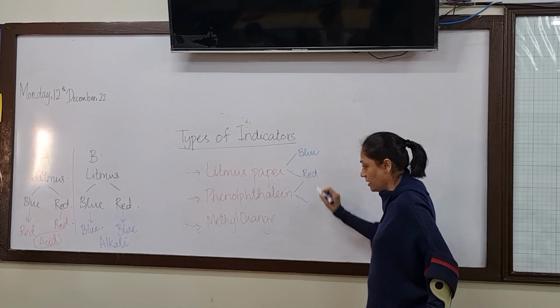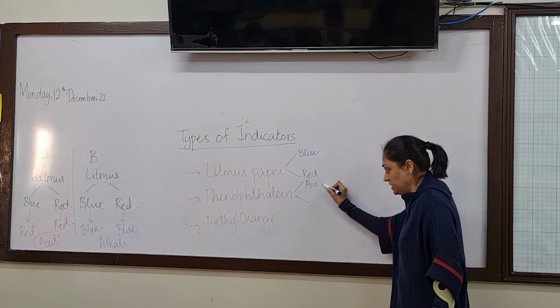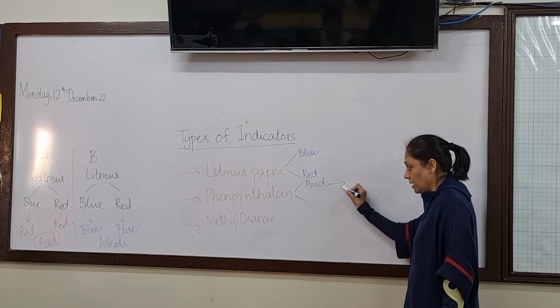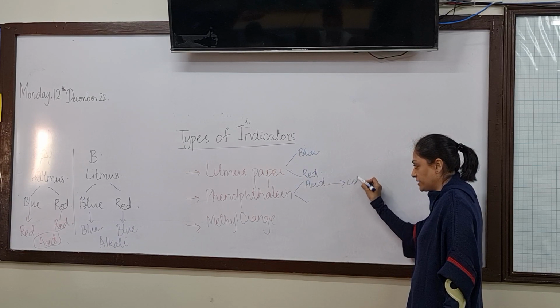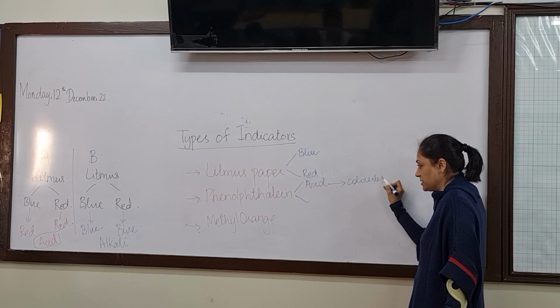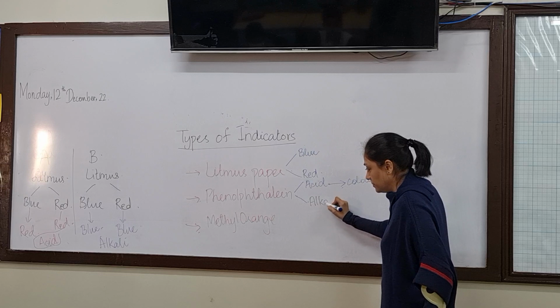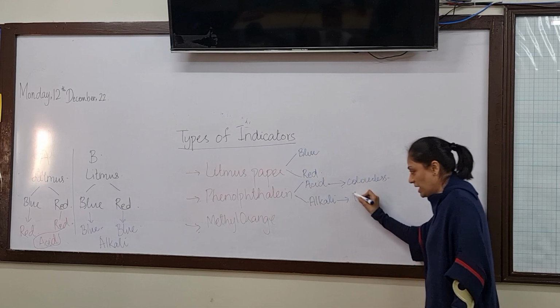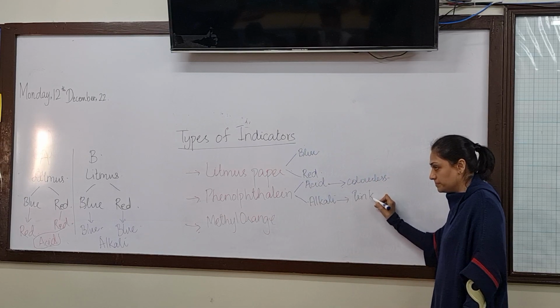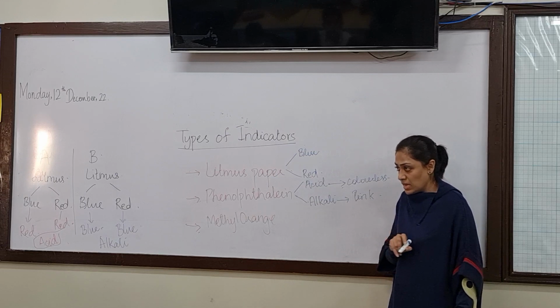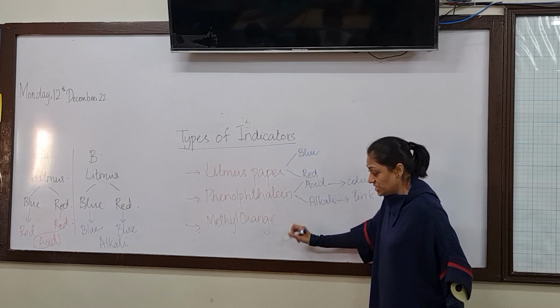Phenolphthalein क्या करता है? When you put it in the acid, it will give you colorless. It has no color in acid. And when you put it in alkali, it will give you pink color. Clear? And the next is methyl orange.